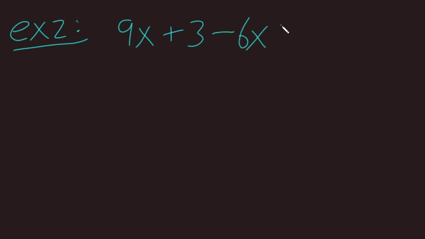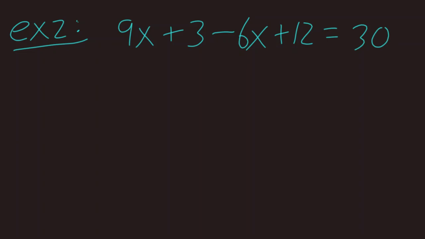Okay, here we are in our second example. And let me give you all the equation. 9x plus 3 minus 6x plus 12. And let's go ahead and make this equal to 30.